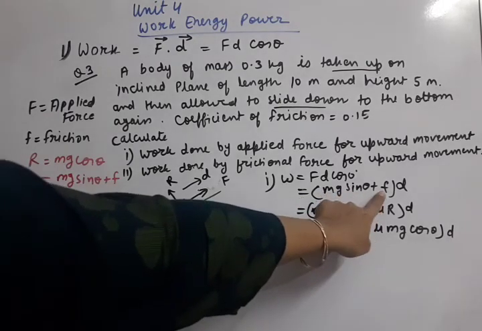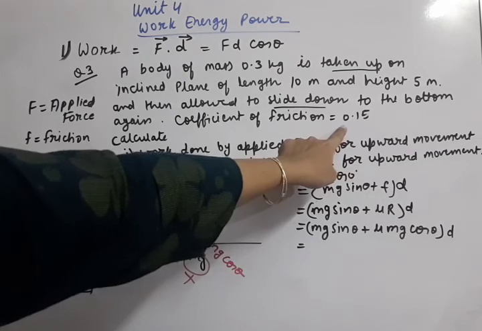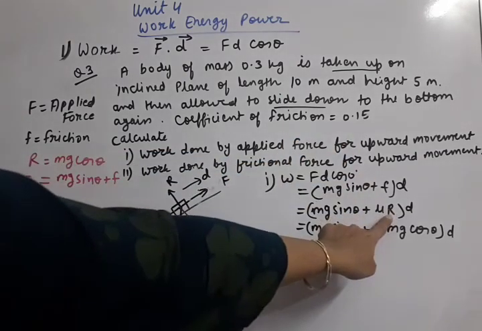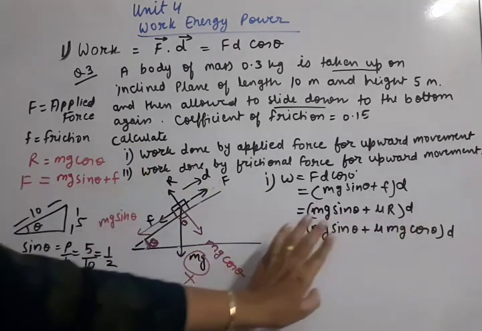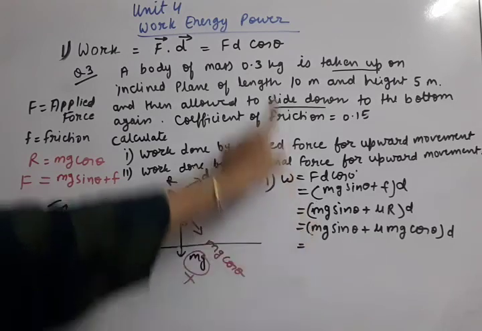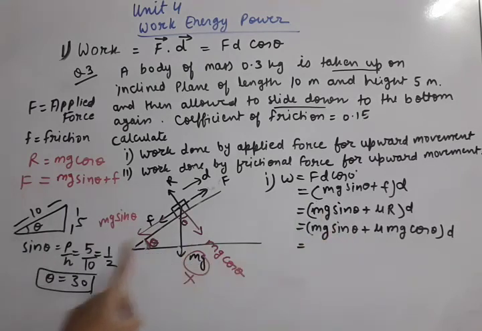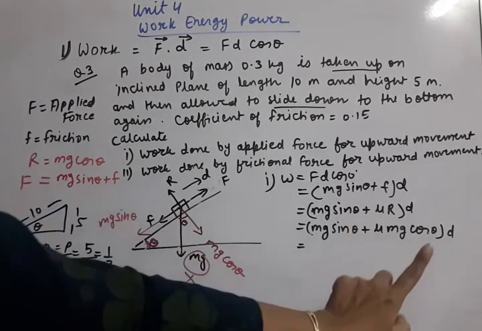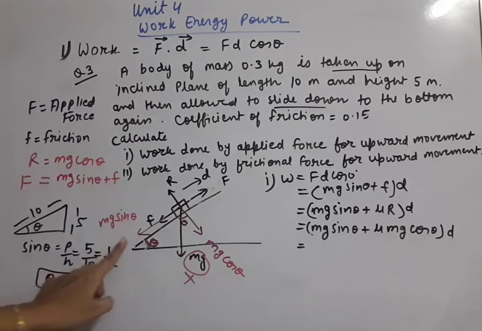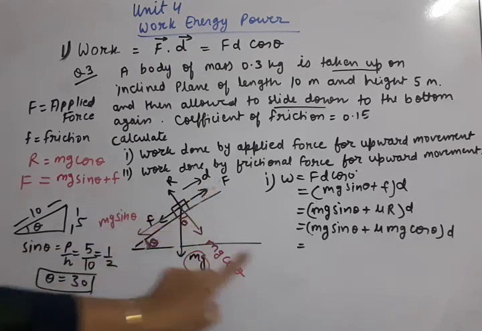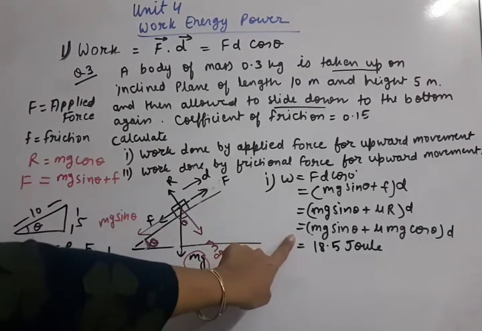F is the friction force. The friction force formula we always obtain from mu R. Mu is given, the coefficient. Okay, this is mu. And how to get R? The R equation is also formed: mg cos theta. That we need to put here. Now all the values we know. m is the mass, 0.3 kg. g is gravity, use 10 approximately. Sin theta is half and cos theta will become root 3 by 2. Mu is also given. Displacement is also given, 10 meters. So substituting all those values, we will get the work done. The answer is coming 18.5 joule.